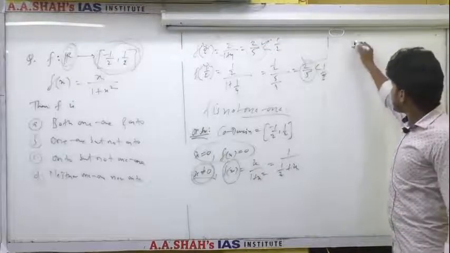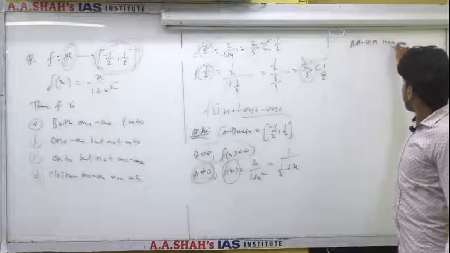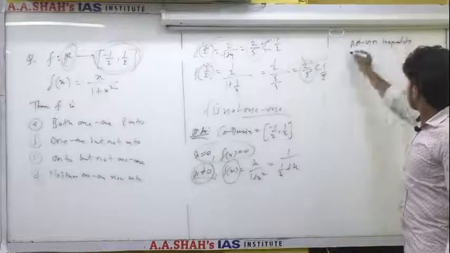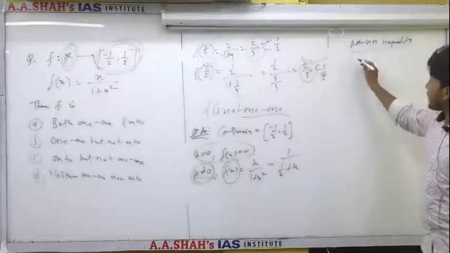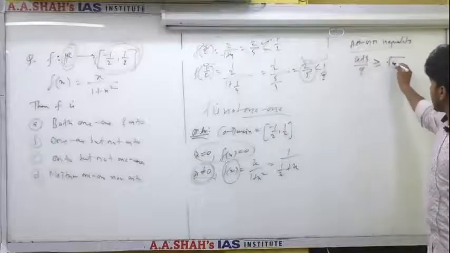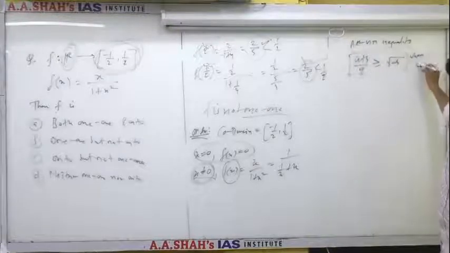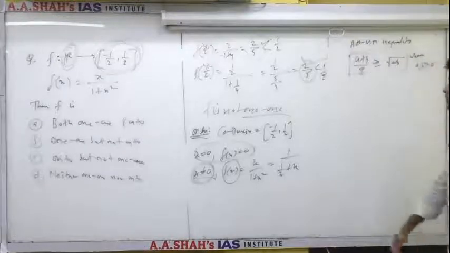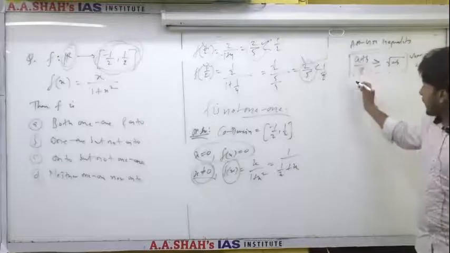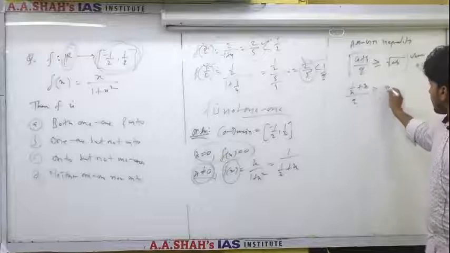What is the AM-GM inequality? Arithmetic mean, geometric mean. It says that (a plus b) upon 2 is greater than or equal to root under ab, where a and b are positive real numbers. So we put a as 1 by x and b as x.